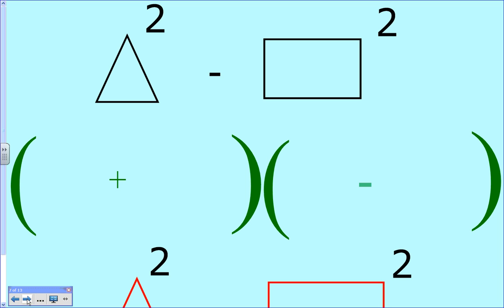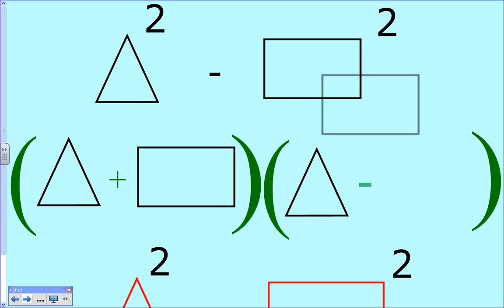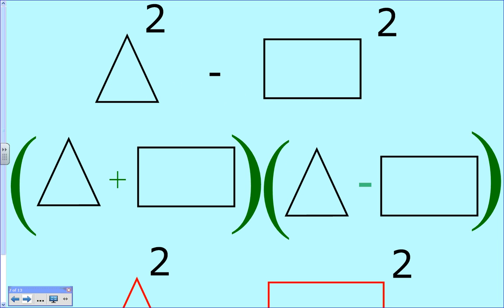It doesn't matter what the things are. It could be something as generic as a triangle squared minus a rectangle squared. If you have triangle squared minus rectangle squared, you're going to get a triangle plus the rectangle, triangle minus your rectangle. So what's being squared is what you're going to add and subtract in the 2 binomials.